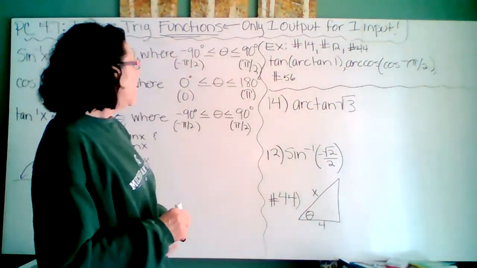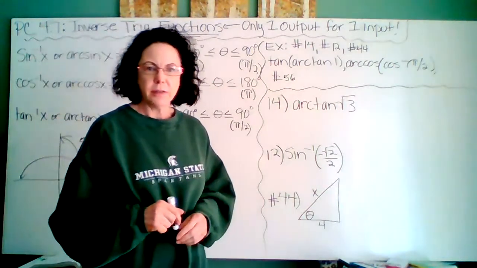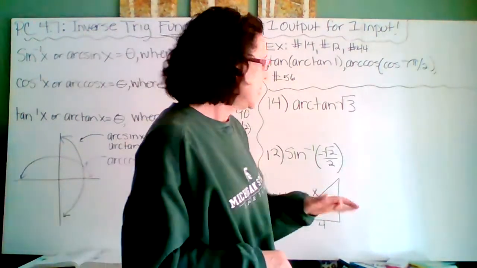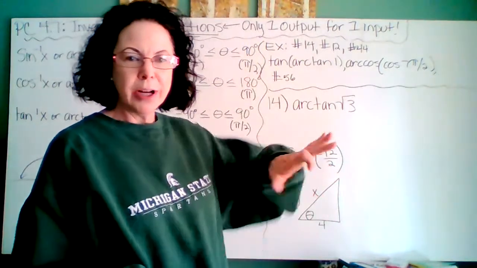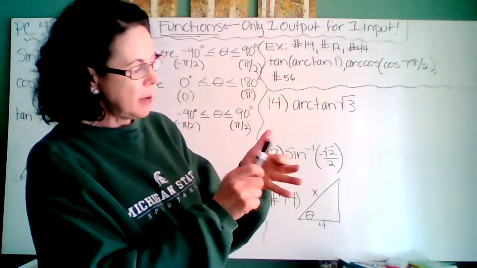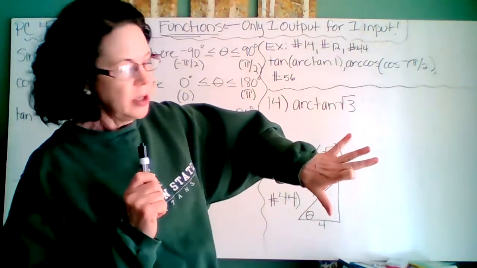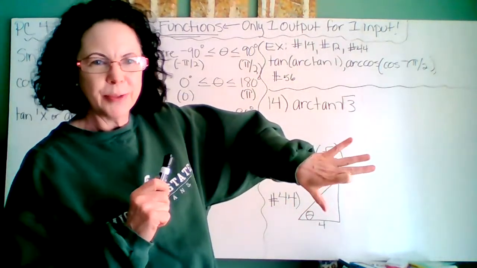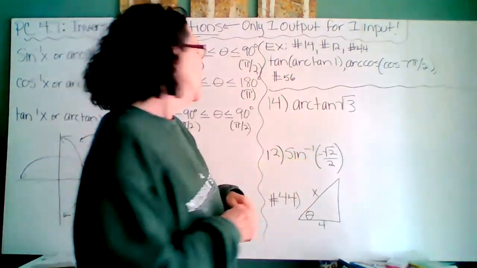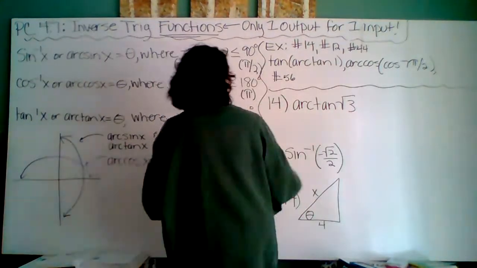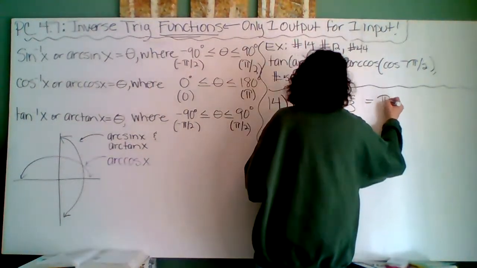Number 14, they are asking for arctangent of the square root of 3. I have memorized, or it is on my left hand when I flip it over, that if I put the π/3 finger in, the tangent is the square root of 3 over the square root of 1, which is the square root of 3. So that angle occurs at π/3 in the first quadrant.